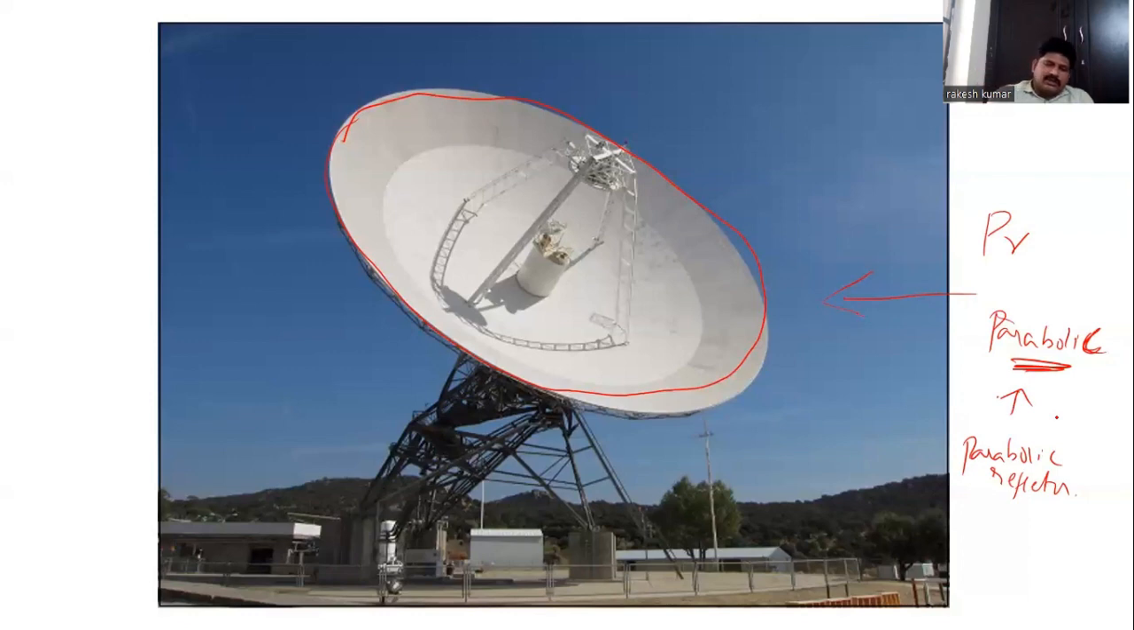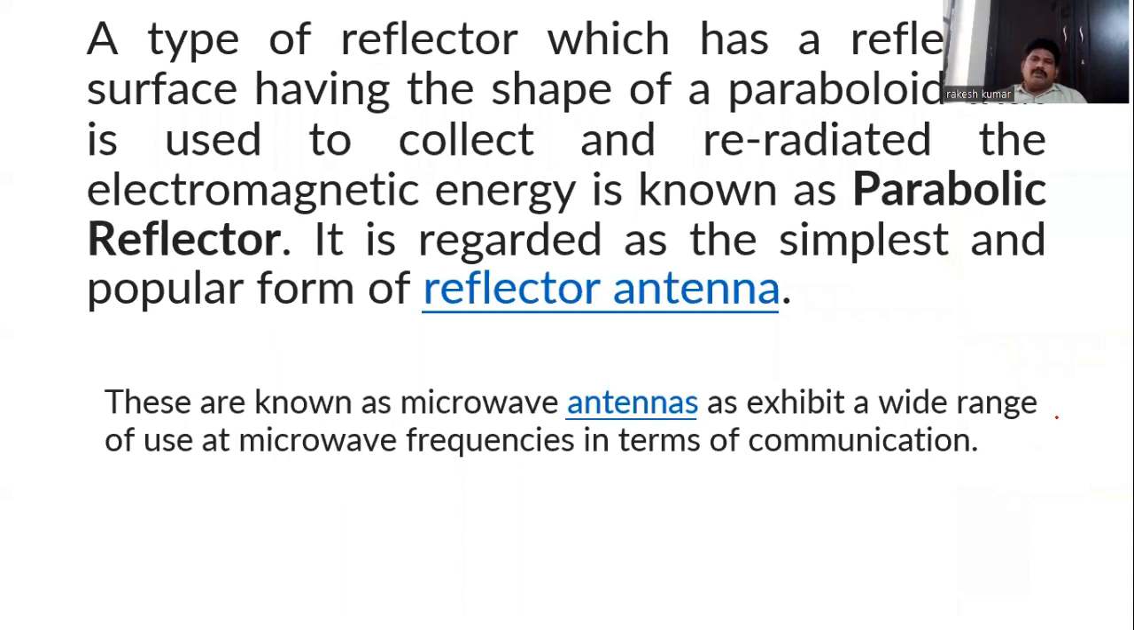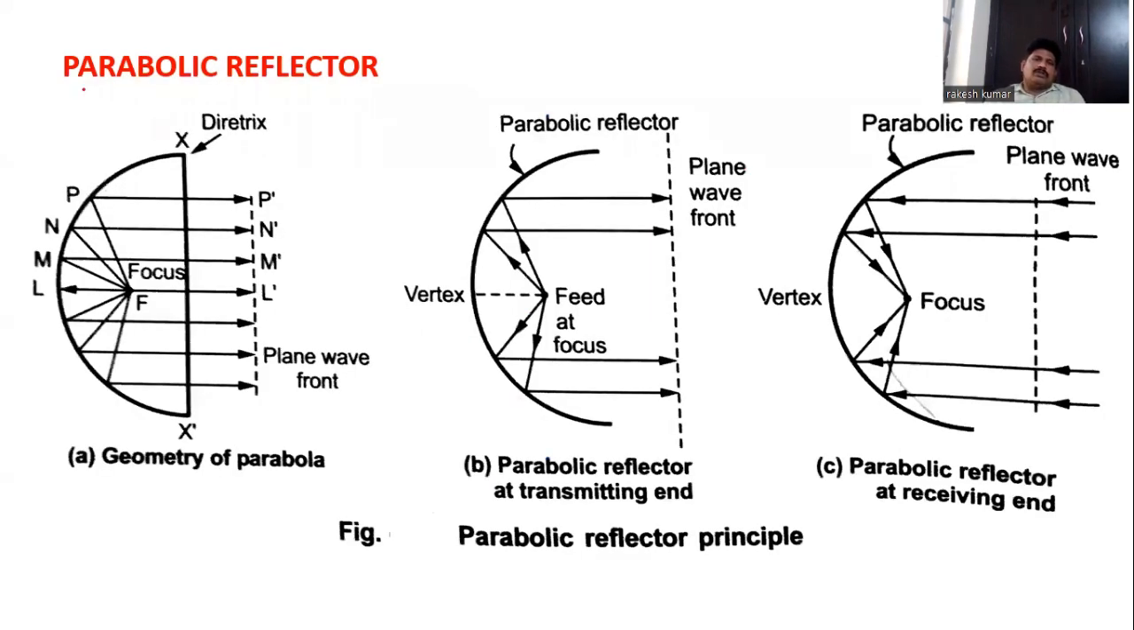Let us see what is meant by directrix. This is a type of reflector which has the reflecting surface in the shape of a paraboloid. What is the main purpose of this parabolic antenna? The main purpose of this reflector is to collect or transmit electromagnetic energy. It is the simplest form of the reflector antenna, used for microwave, meaning it operates at microwave frequencies.